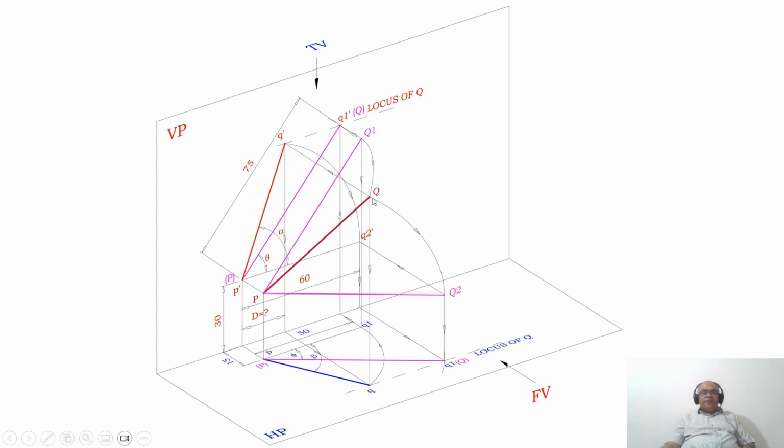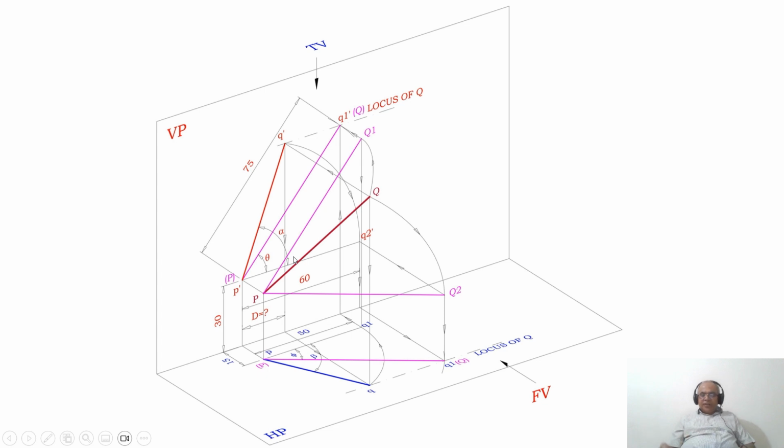If you look from the front view, that is being projected from here till this point, which is the locus of Q, and since it is the front view line, you mark that as Q dash. Join P dash Q dash with a dark line. So this is the angle alpha. This is the apparent inclination with respect to HP.